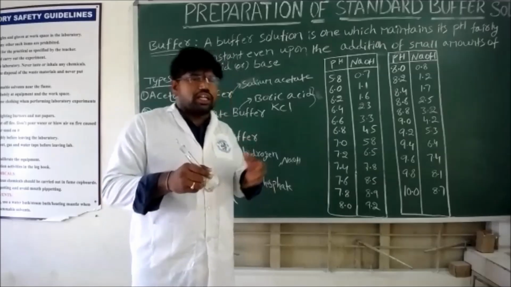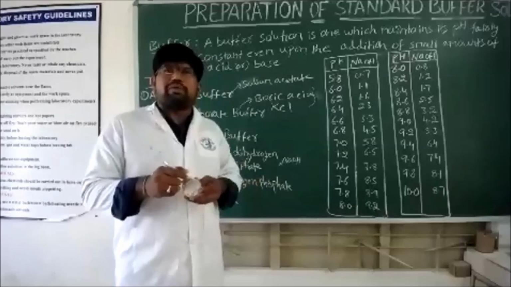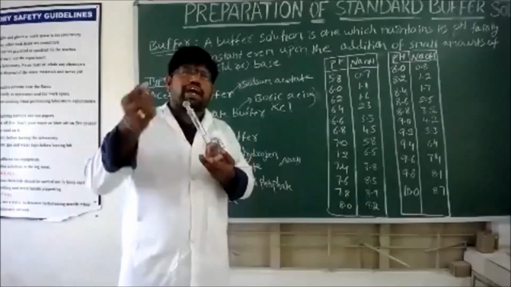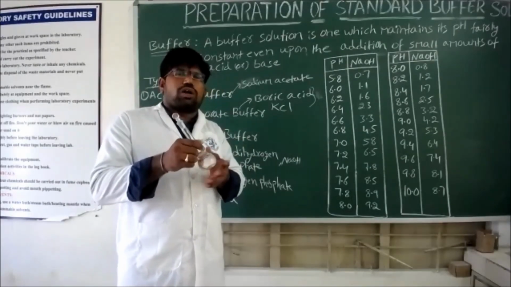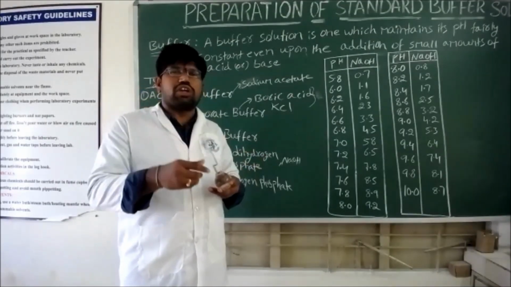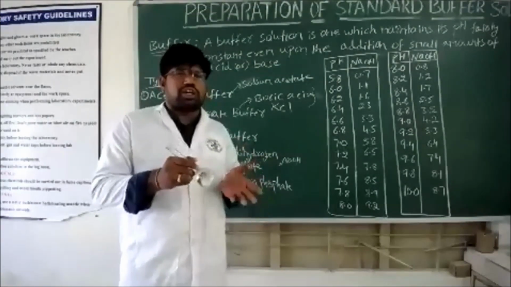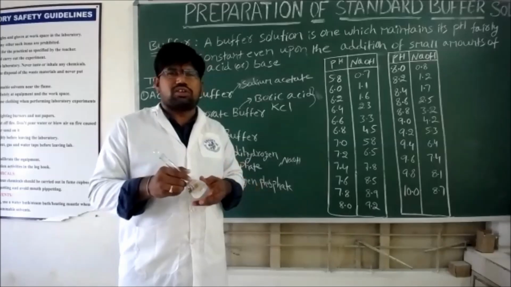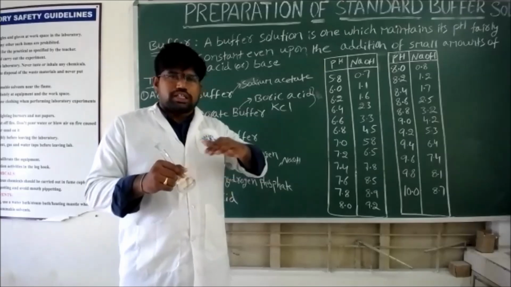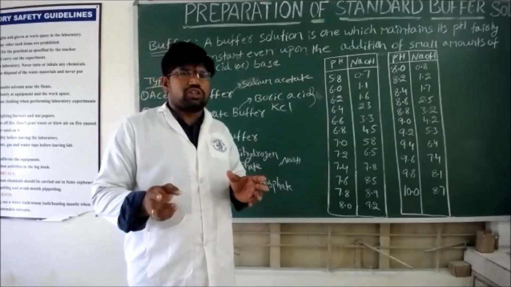But in the case of a buffer, it is a solution that maintains the pH constantly. If we take this as a buffer and add acid or base, it almost manages to keep the pH constant, or we will observe only a slight change. The reason is that the ions, either hydrogen ions or hydroxyl ions or some others, will dissociate, and accordingly they will respond and stabilize the pH. Because of that reason, buffer preparation is very important.